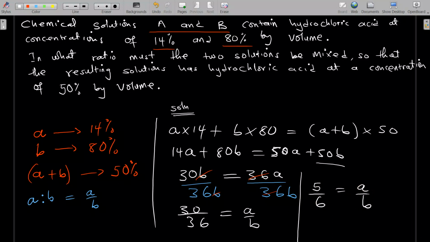In effect, this is the ratio. The ratio should be 5:6, because we used fractions to find the values of A and B. So the ratio in which the solutions should be mixed is 5:6 in this order, where 5 is for A and 6 is for B, so that we have a final concentration of 50% for the resultant solution.